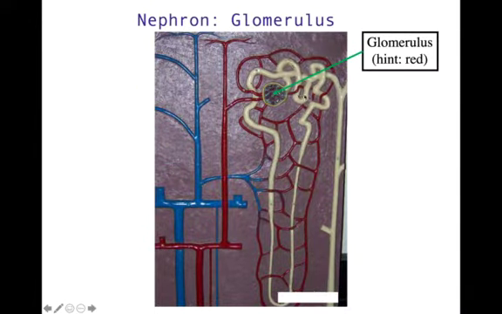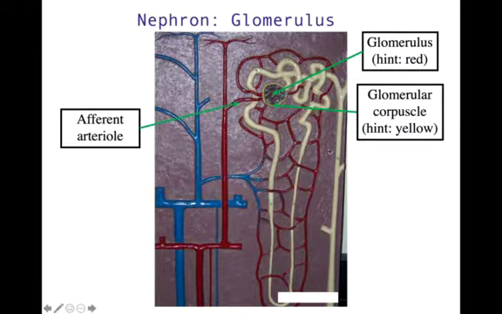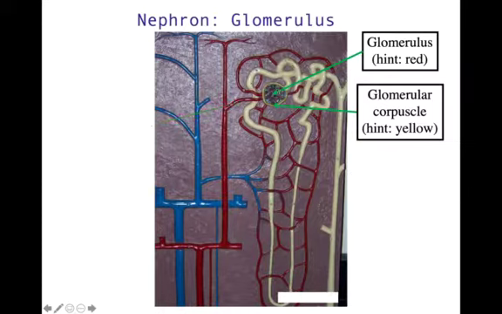So let's label that. Here, tuft of fenestrated capillaries. If I say, for example, red, I'm specifically talking about the glomerulus. If I specifically point at the yellow thing that surrounds the glomerulus, then we call that the glomerular capsule. If I point at both of them, red and yellow, the whole thing again is called the renal corpuscle.